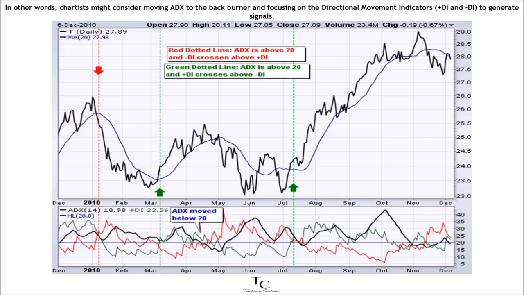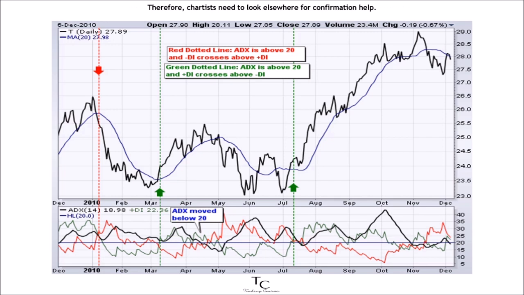In other words, chartists might consider moving ADX to the back burner and focusing on the directional movement indicators, plus DI and minus DI, to generate signals. These crossover signals will be similar to those generated using momentum oscillators. Therefore, chartists need to look elsewhere for confirmation help.